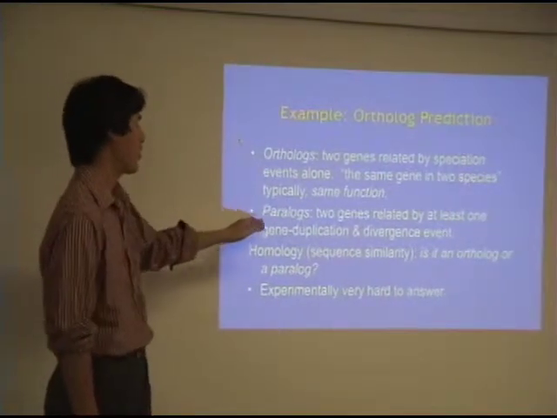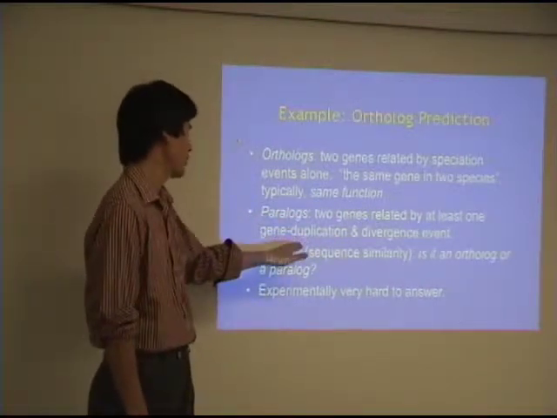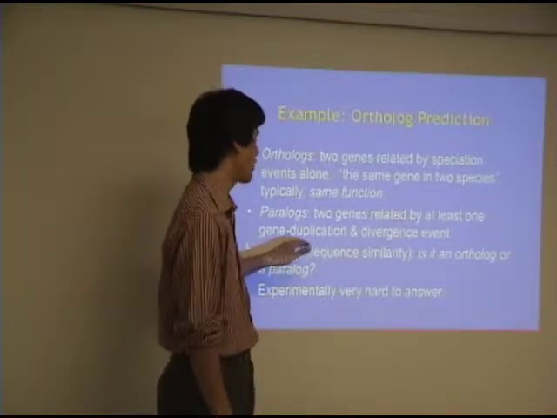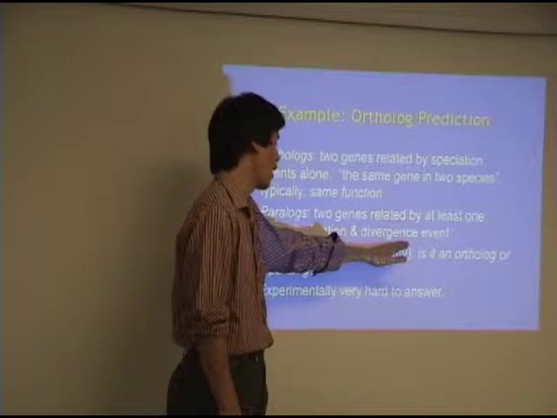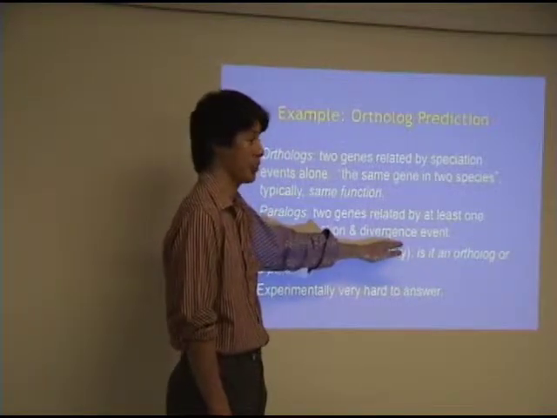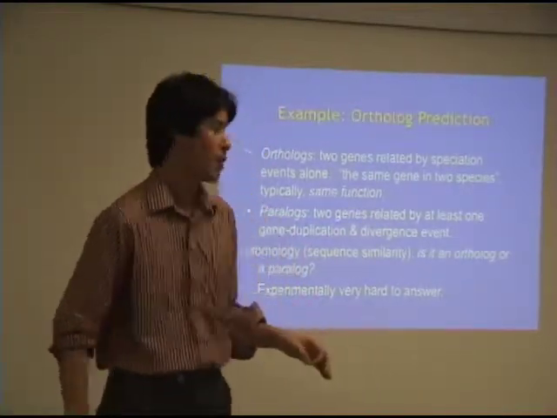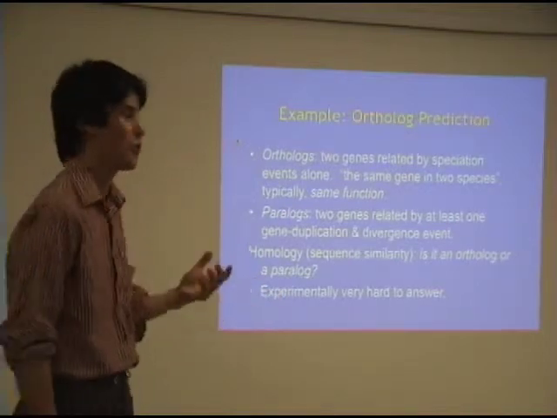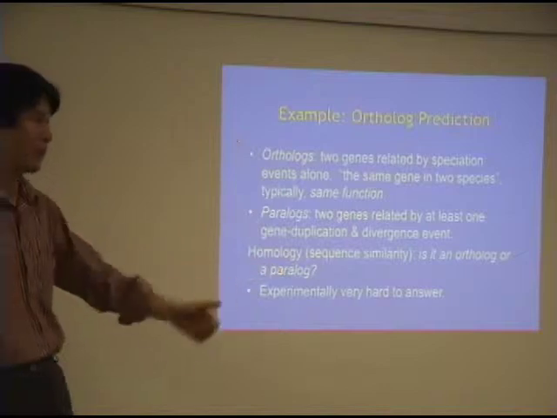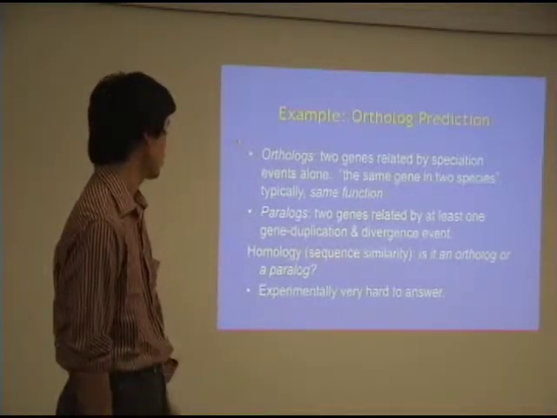The extra step that we've added is that these are two genes that are related by at least one gene duplication event, and these gene duplication events are always tied with a very increased speed of divergence or mutation, where the genes change much faster from each other because of the fact that you have two of them. There's not as much pressure at maintaining function of at least one of those genes because you've got another copy. So paralogs are related by at least one gene duplication event.